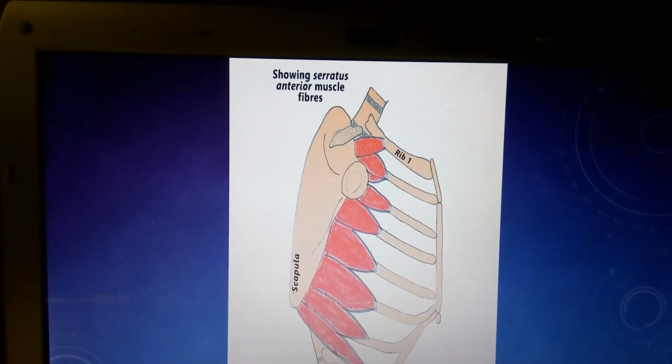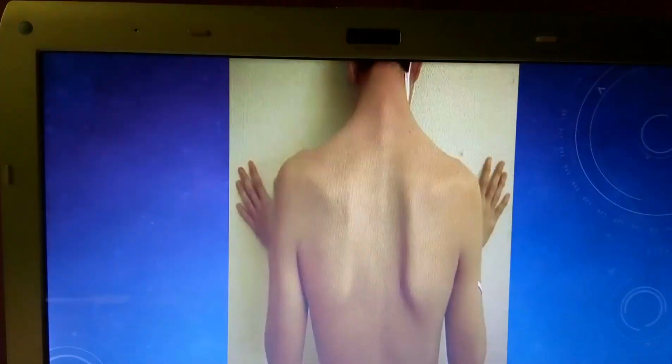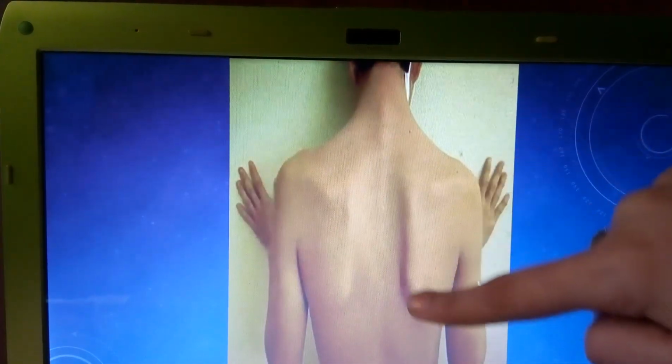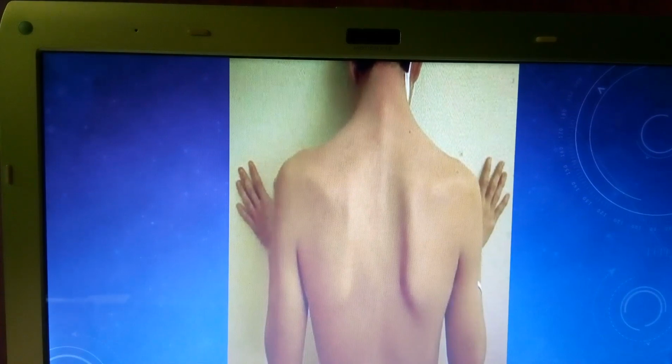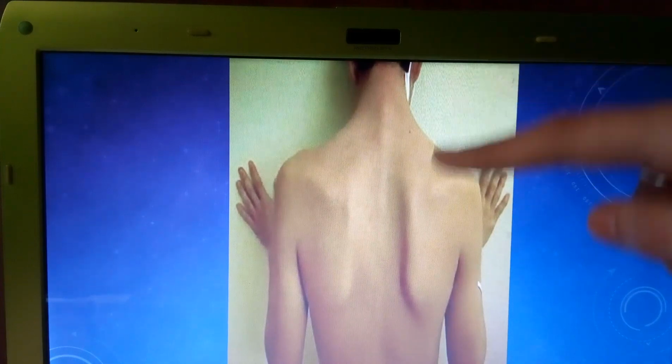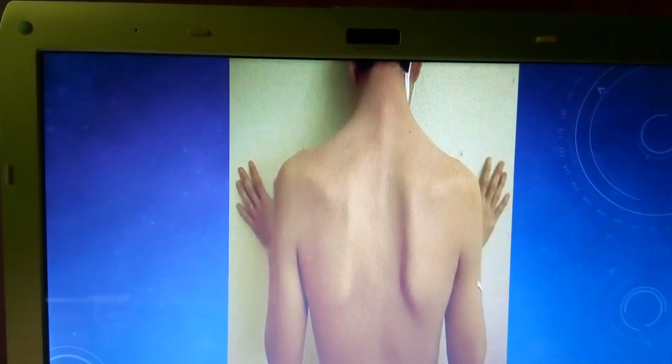And when there is paralysis of this muscle because of nerve palsy, you get a condition called winging of scapula, where the medial border of the scapula will be prominent. You check this by asking the patient to push against a strong resistance, like a wall. You can see the prominence of the medial angle of the scapula. That is called winging of scapula.